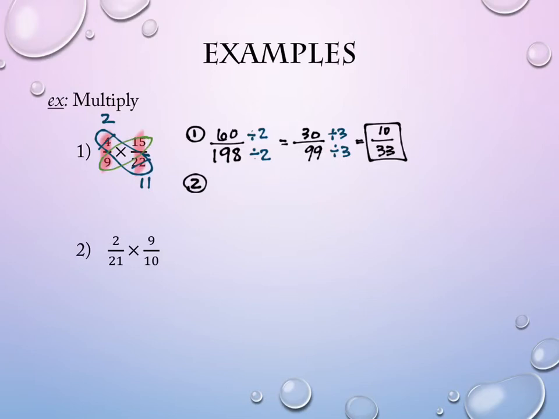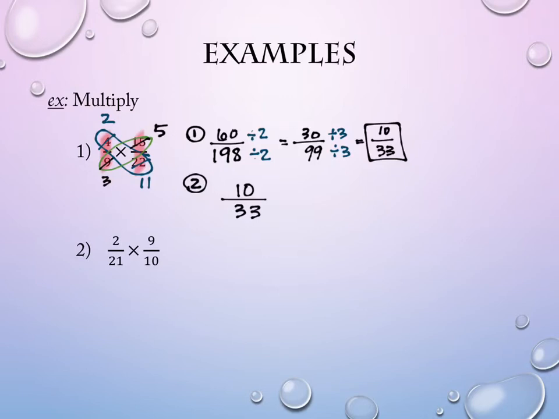9 and 15. Do they reduce? Yep, by 3. So 9 divided by 3 would be 3, and 15 divided by 3 would be 5. And once I've done all the reducing that I can, then I would multiply across the top. So 2 times 5 gives me my 10. And across the bottom, 3 times 11 gives me my 33.